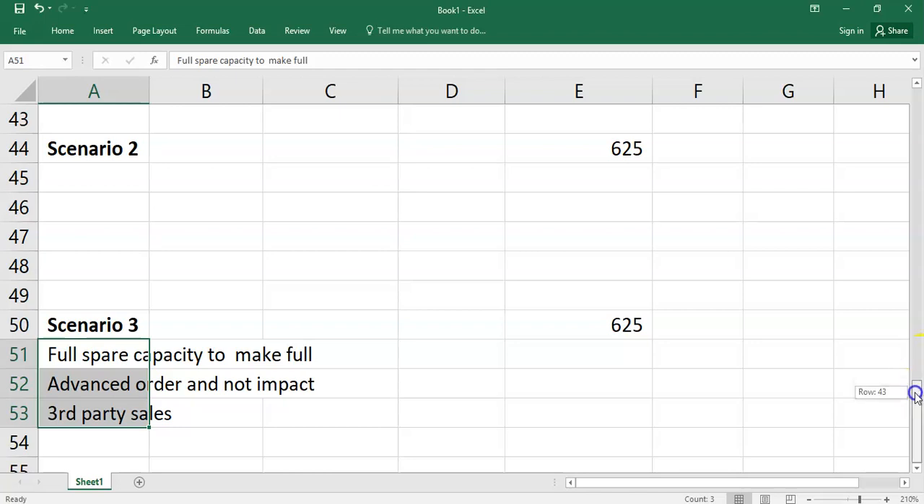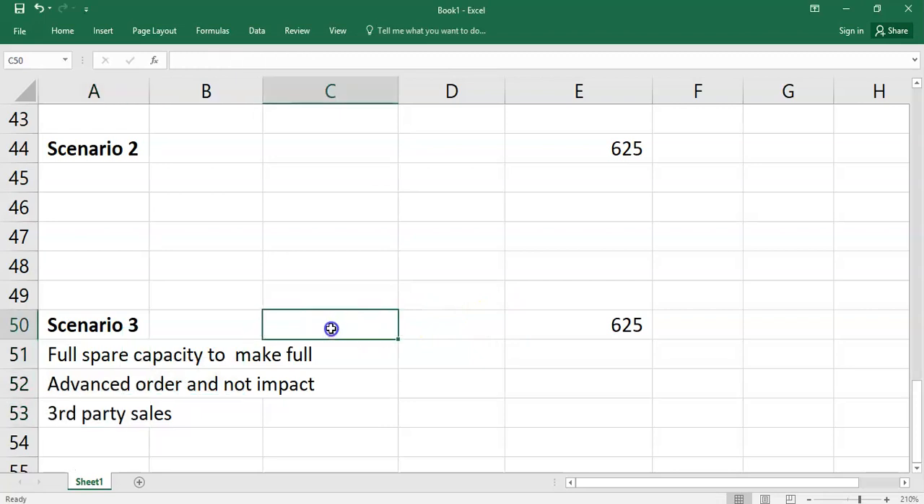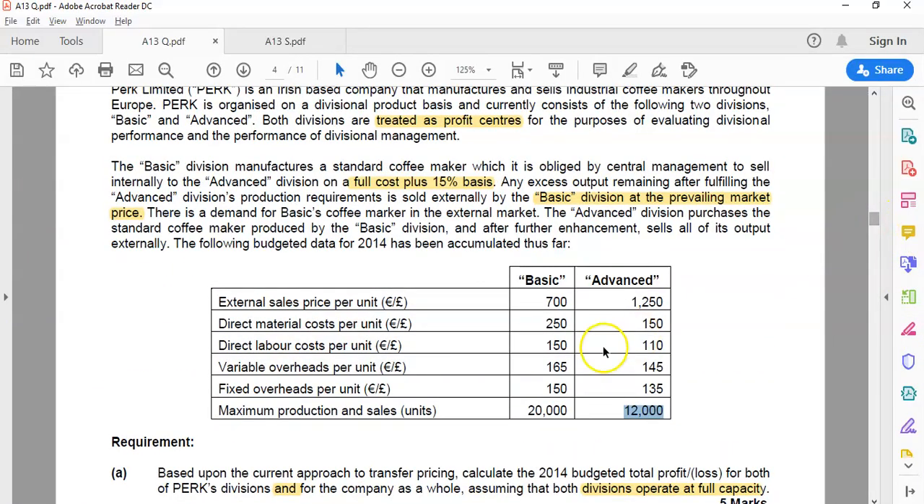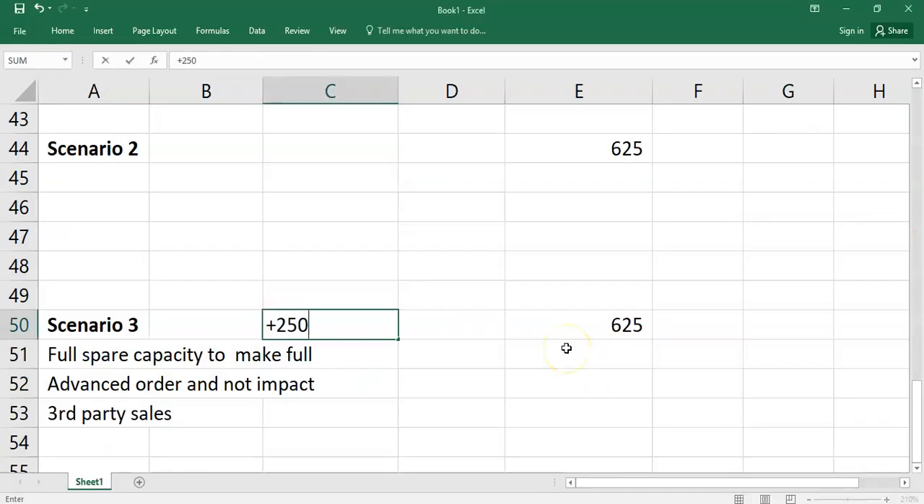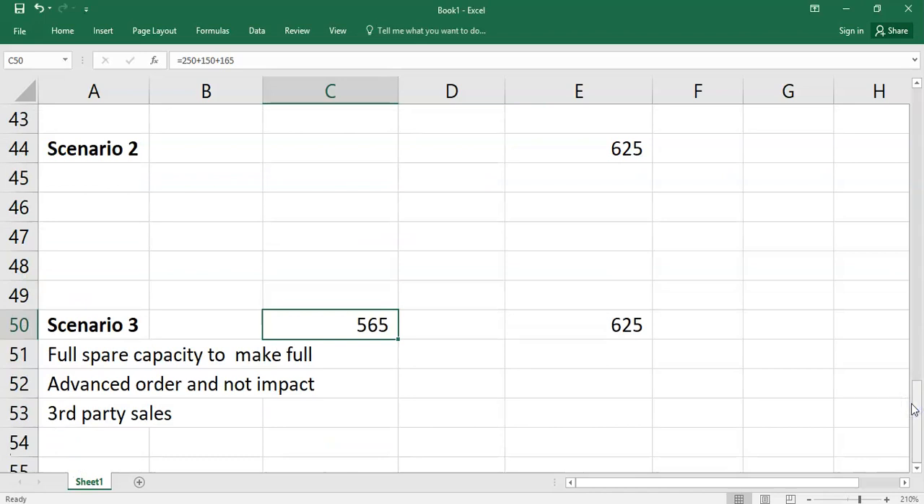So the minimum price, it's not to say they'd accept it, but the minimum negotiating price here to be no worse off would be variable cost. Why? Because they were never going to use this 12,000 of volume anyway. So if they do make the order for Advanced, the incremental cost of the order would be the variable cost because the fixed cost is going to be there anyway. It'd be 250 plus 150 plus 165. So think about it. Any money that Basic gets above that is contribution, and they would have never got that anyway because they weren't using the volume.